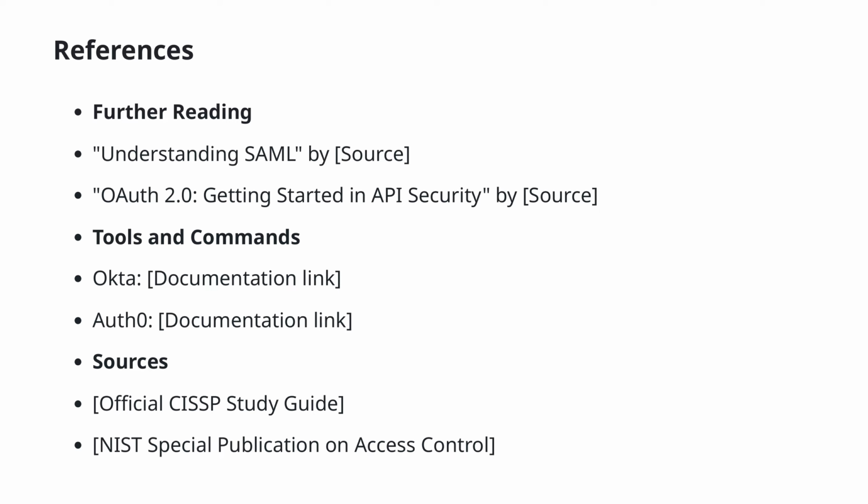In this slide, we provide you with references and further readings to deepen your understanding of Federated Identity Management (FIM) concepts. For further reading, you can explore Understanding SAML and OAuth 2.0, and Getting Started in API Security. Both sources offer comprehensive insights into some of the key protocols used in FIM. We have also included documentation links for tools such as Okta and Auth0, which are industry leaders in identity and access management. These links will guide you through the commands and tools essential for practical implementations.